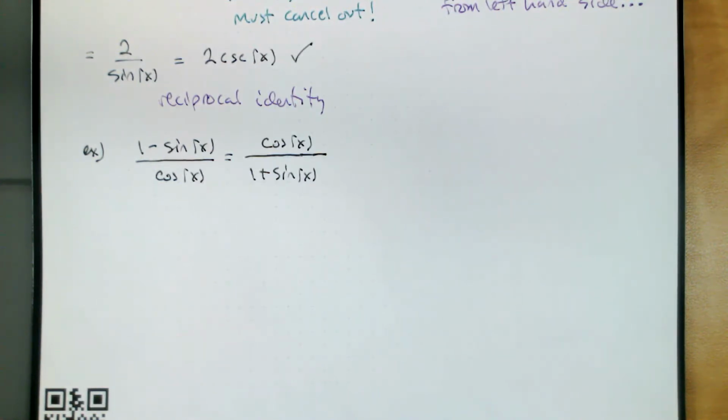Welcome back. All right. Let's take a look at another identity. This one's a little bit different. I got a couple of fractions saying these two fractions are equal: (1 minus sine x) over cosine x is equal to cosine x over (1 plus sine x). Make sure I got all of it. Yep.